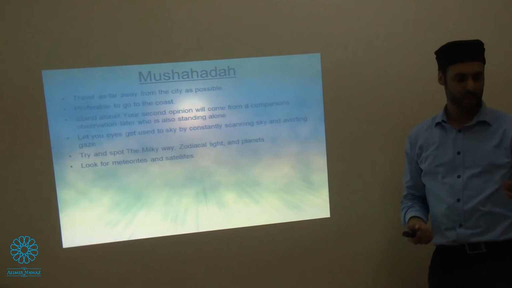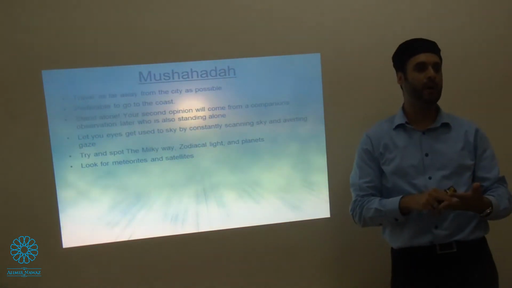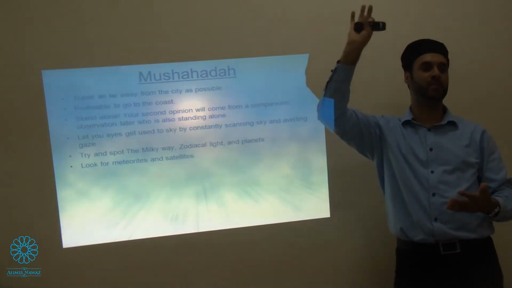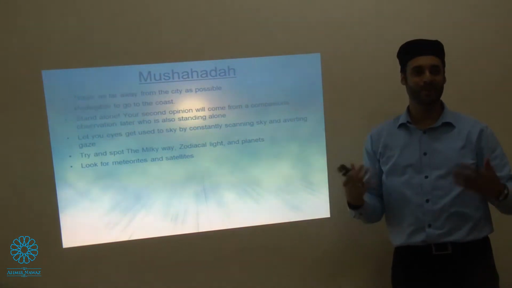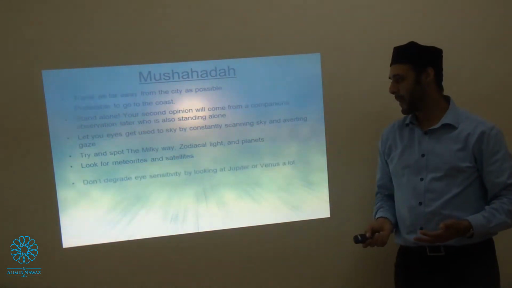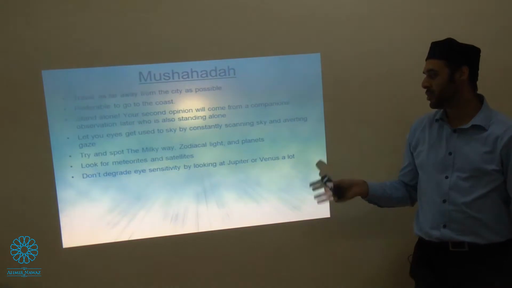And you can get maps. You can get sky maps and times of when a satellite will pass over a part of the sky. So if you can see these, then you know you're on the way. Don't degrade your eye sensitivity by looking at Jupiter or Venus.